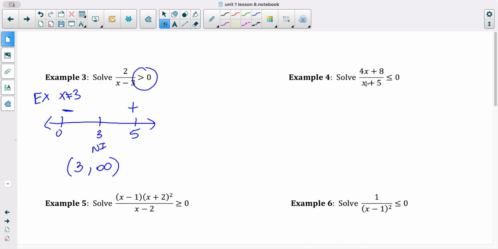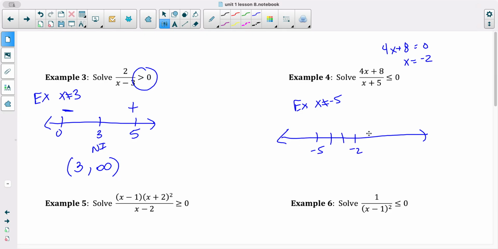Okay, so excluded values, x cannot equal -5. And then solving the top by setting it equal to 0, right? -8 divided by 4 should be -2. Okay, so again, -5, 4, 3, 2.